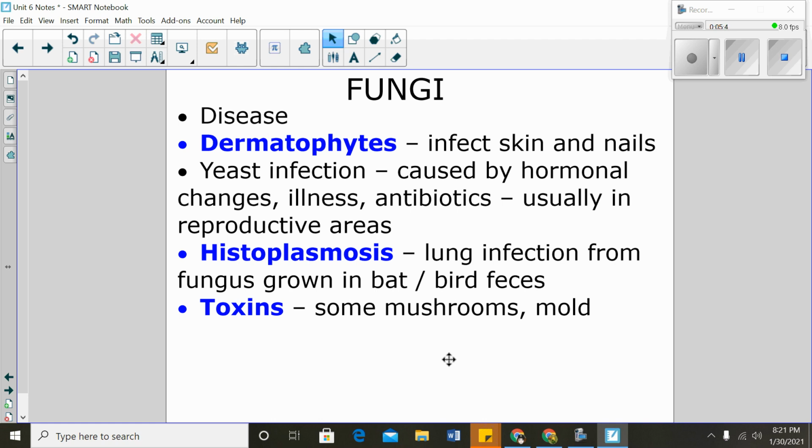And then some are just toxins. There are some mushrooms and molds that are just toxins. That's why you can't just eat every type of mushroom. You can't just go picking mushrooms. You have to know which ones are able to be digested and which are not.